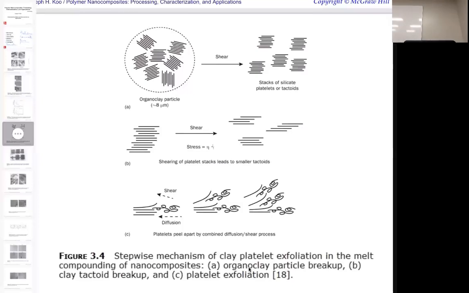Okay, and this works. This is clay, but it also has the same thing with graphene. Graphene wants to do the same thing. It wants to pi stack. That's why they use the graphene oxides to blow them apart.